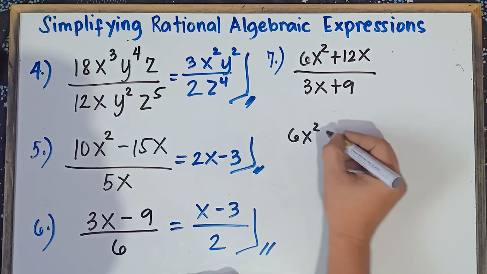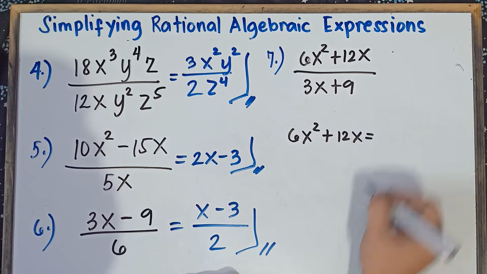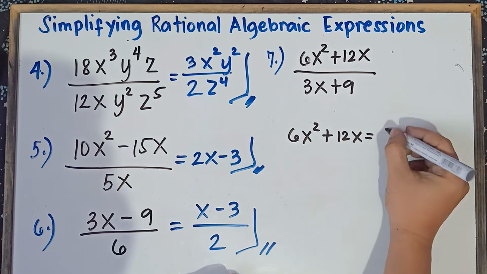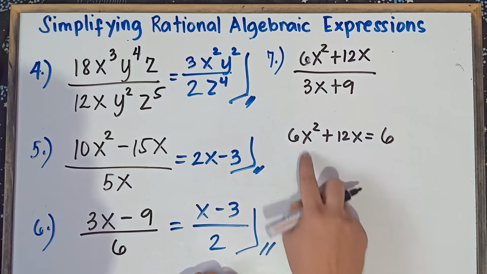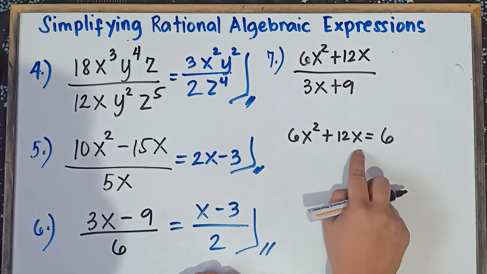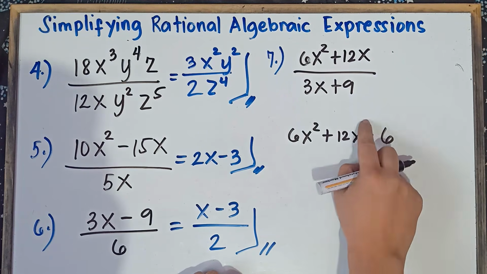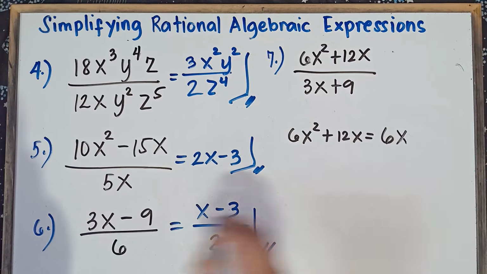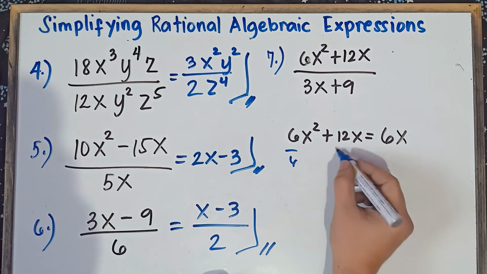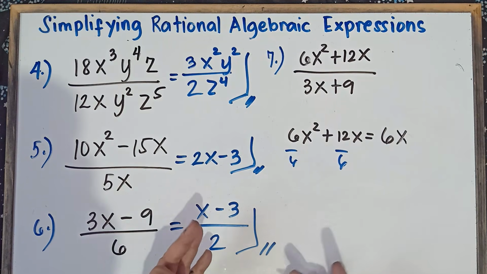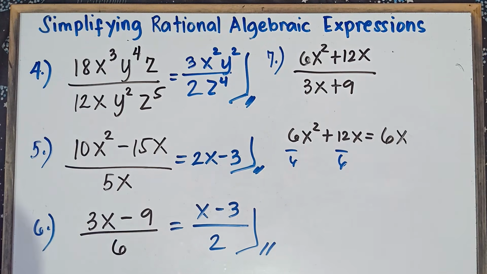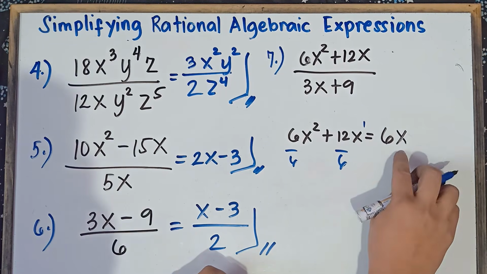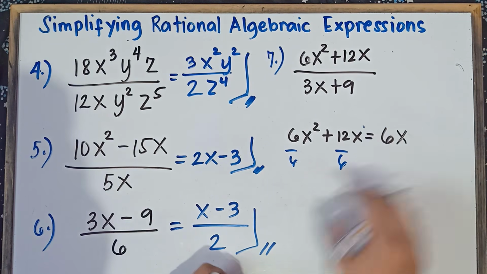So 6x squared plus 12x. What would be the greatest common factor of 6 and 12? That's correct, that would be 6, right? And then for the variable, select the variable with the least exponent. So that would be x raised to the power of 1, or simply x. Once again, class, we select 6, because we can divide 6 by 6, we can also divide 12 by 6.